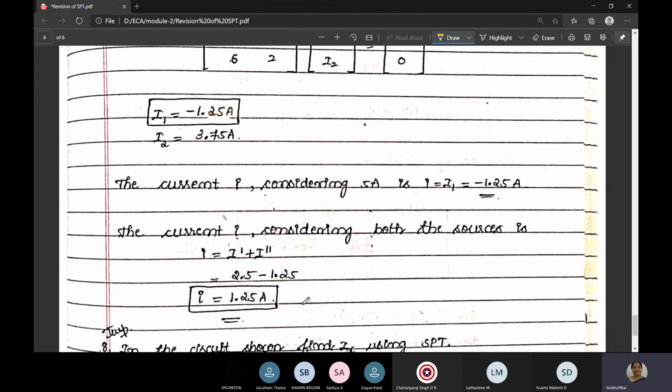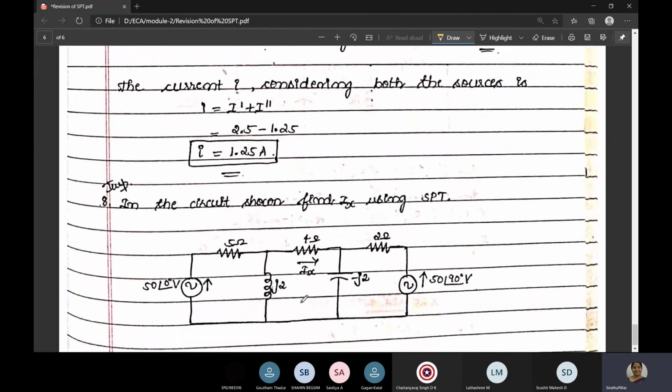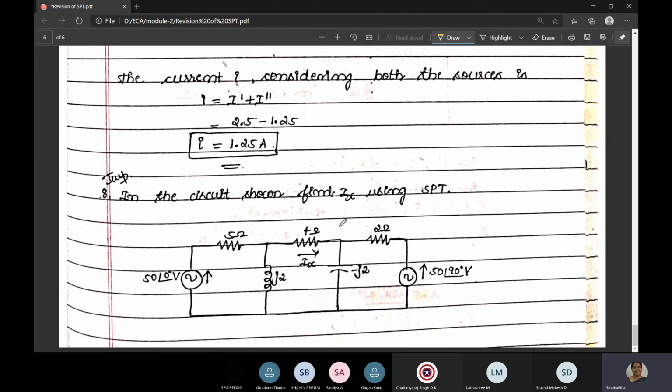So these are the three examples which I had given. The last one is: in the circuit shown, find Ix. I have just put the network here. You can try this. We have to find Ix using the superposition theorem. What they have given is 50 at an angle 0 and 50 at an angle 90, in j terms. Try to do this problem. Okay, thank you.